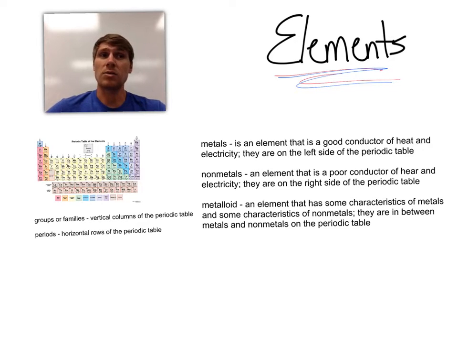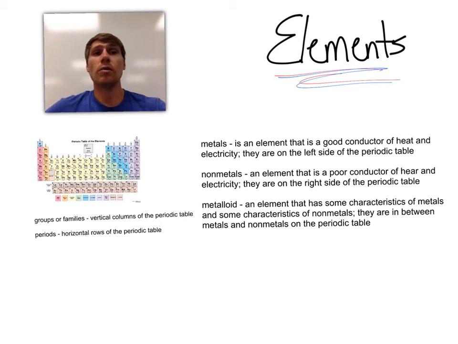Nonmetals: if metals are good conductors of heat and electricity, nonmetals are the opposite of that, poor conductors, or they don't conduct heat and electricity, and those are on the right-hand side. Again, I'm circling the right-hand side of this periodic table. That's where the nonmetals are. And then, just like anything else, there's going to be some gray area in between. We call those metalloids. The blue elements on this periodic table are boron, silicon, germanium, arsenic, antimony, tin, and polonium. Those are our metalloids, and those have some characteristics of metals and some characteristics of nonmetals. They're just in the middle there.